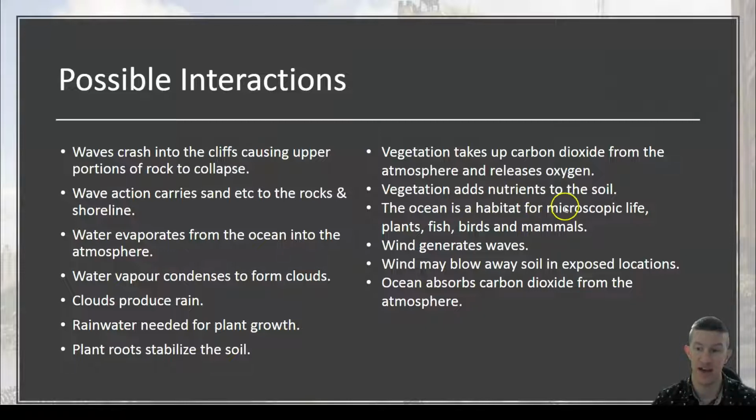The ocean's a habitat for microscopic life, the plants, the fish, the birds and the mammals. The wind can generate waves in the atmosphere, as well as in the hydrosphere, and the wind may blow away soil in exposed locations. And lastly, the oceans absorb the carbon dioxide from the atmosphere. So all of these are significant interactions between all of the spheres.